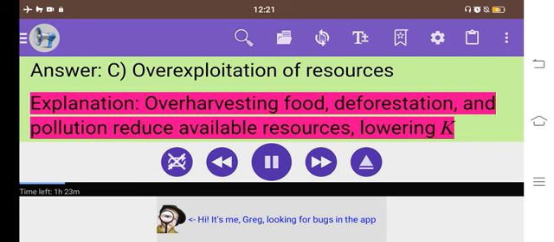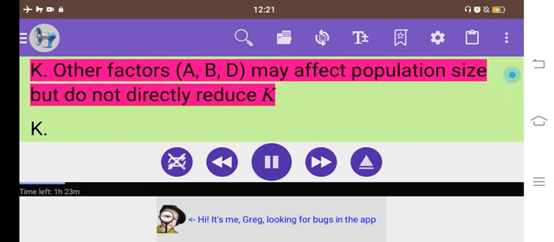Explanation: overharvesting food, deforestation, and pollution reduce available resources, lowering K. Other factors A, B, D may affect population size but do not directly reduce K.